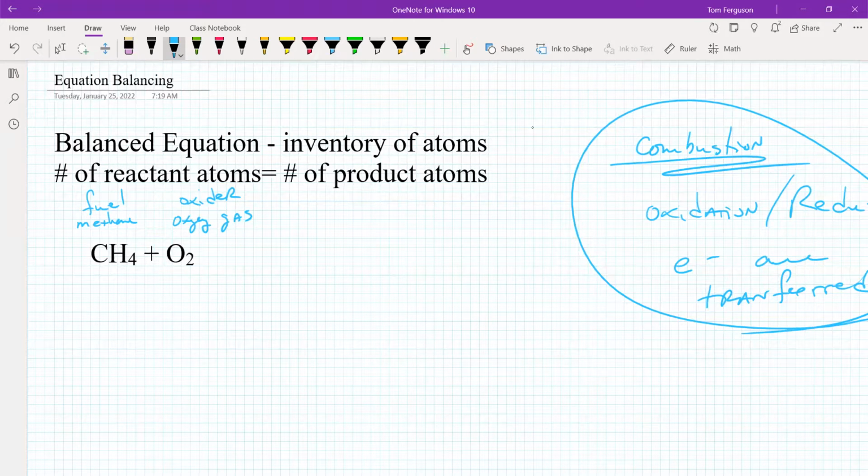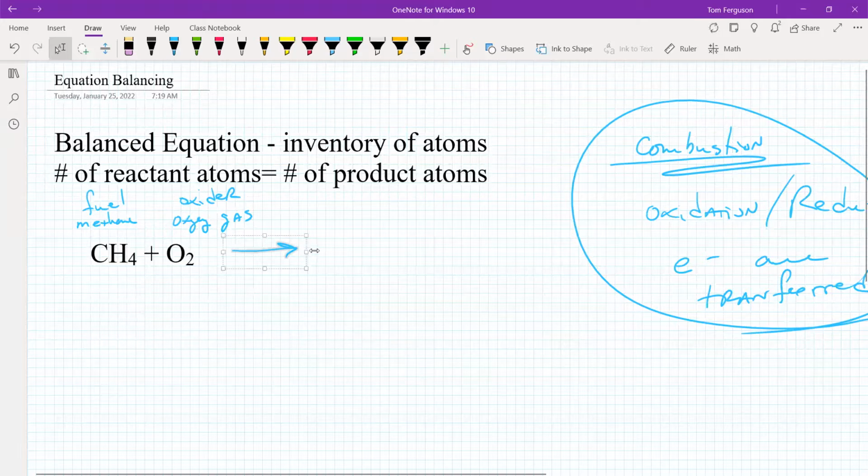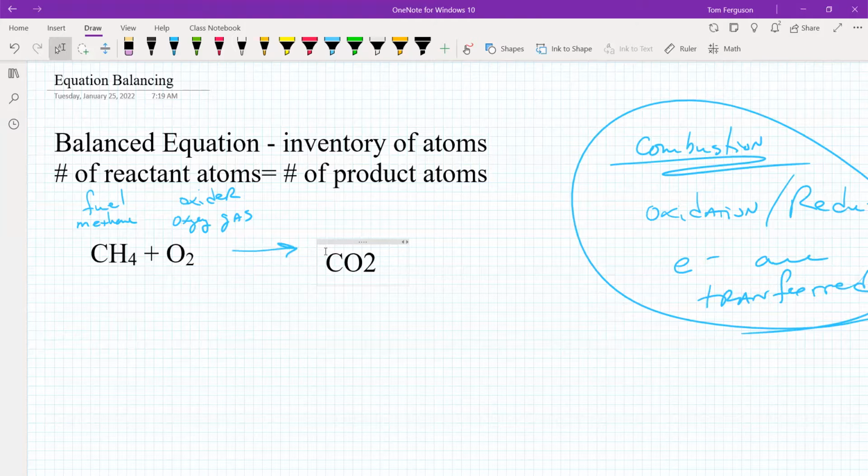Okay, so when we burn methane and oxygen, where we have plenty of oxygen, excess oxygen, that's important, we're going to end up with carbon dioxide and water.